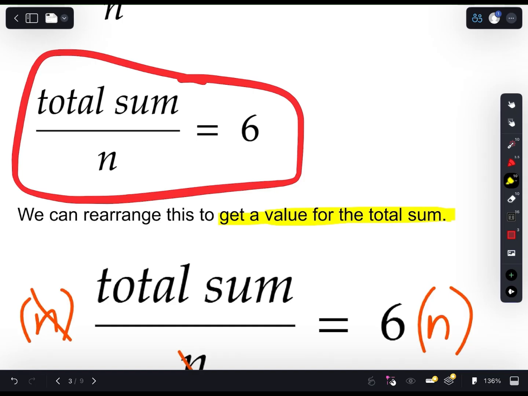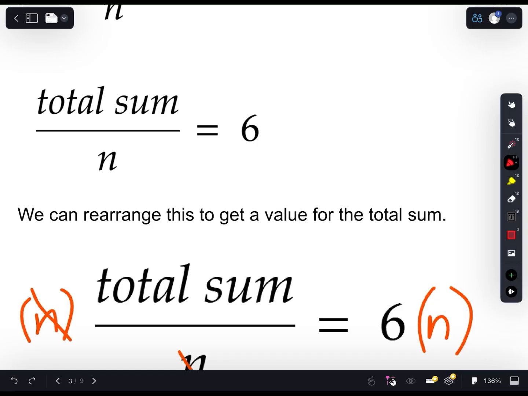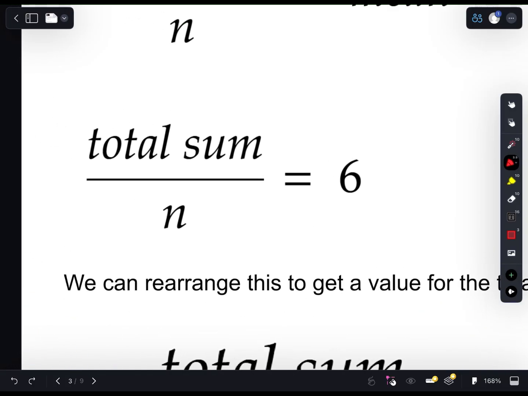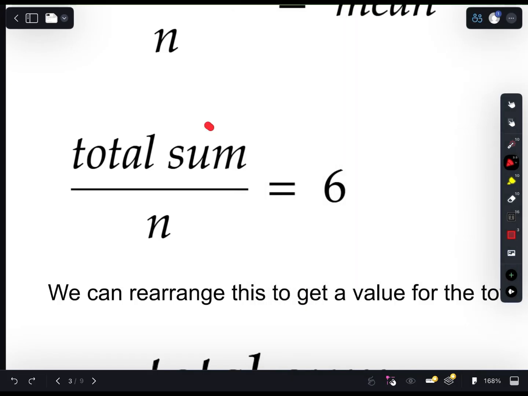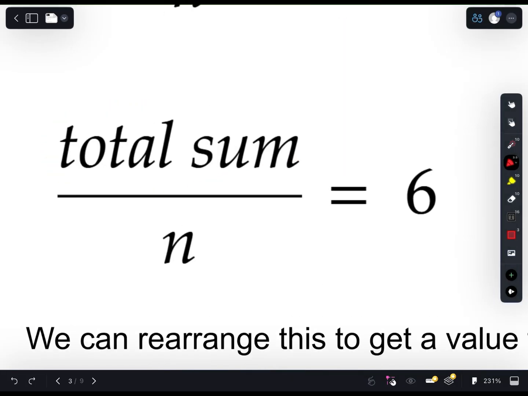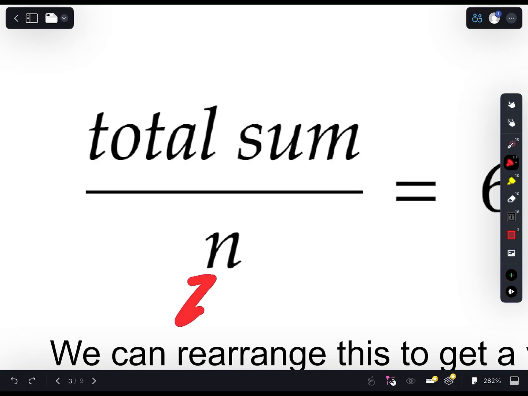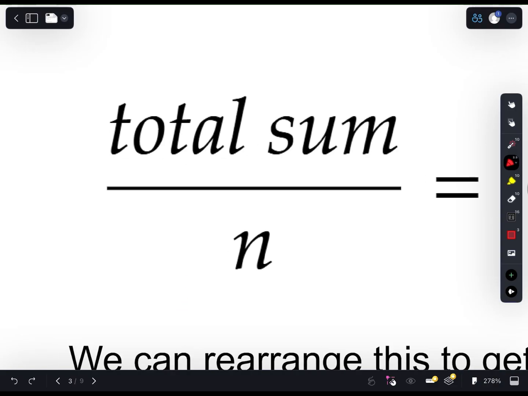Okay, so how do we rearrange it? Well, this is kind of just algebra. We're trying to find total sum, so we're just going to isolate it. And this is kind of nice because we just have this denominator here, n. We just want to get rid of n.